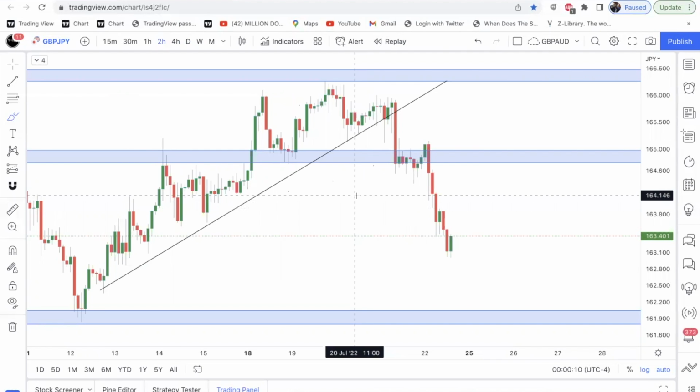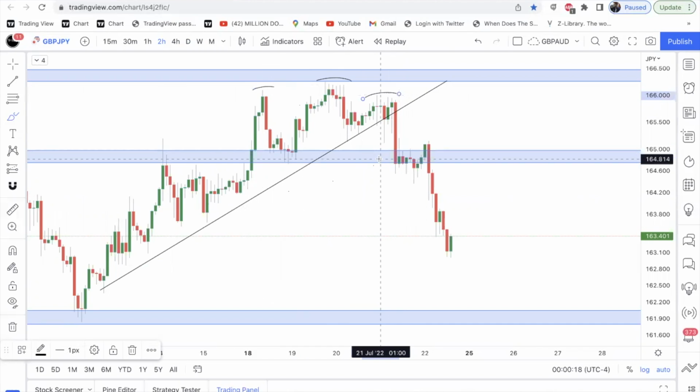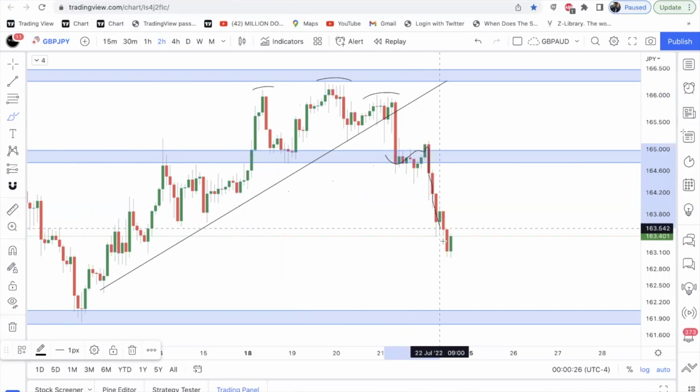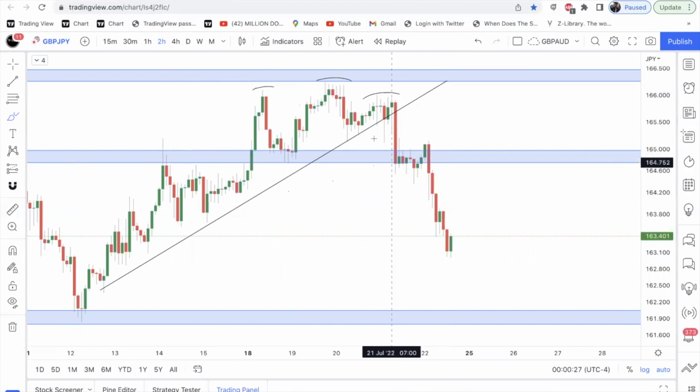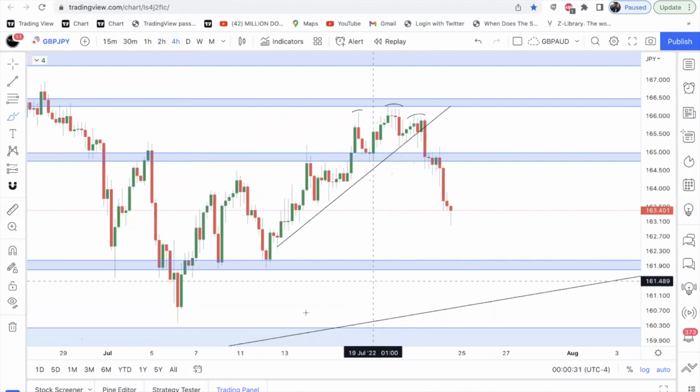If we look at this structure right here, price really formed a head and shoulders, right? Head, left shoulder, right shoulder. Price bounced at this level a bit, but then boom, we had a strong breakdown, breaking our trend line. This is a strong impulsive move that we got right here.